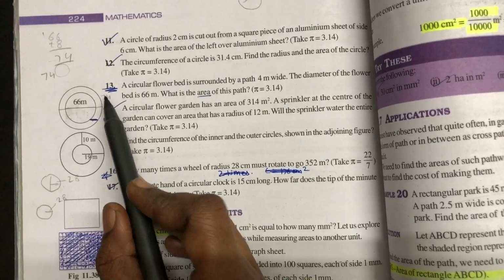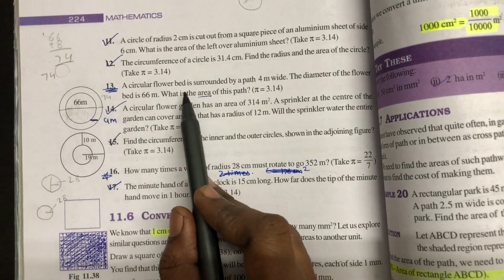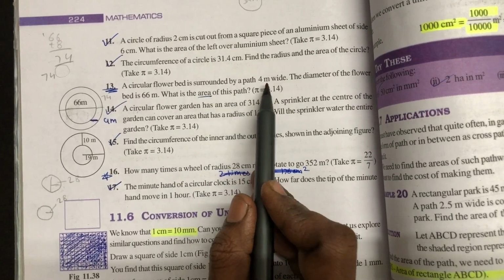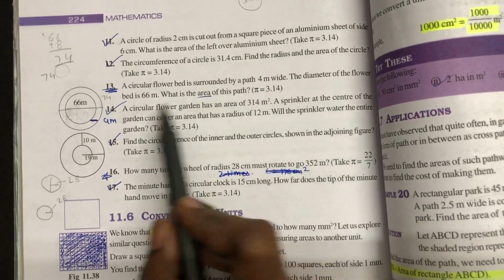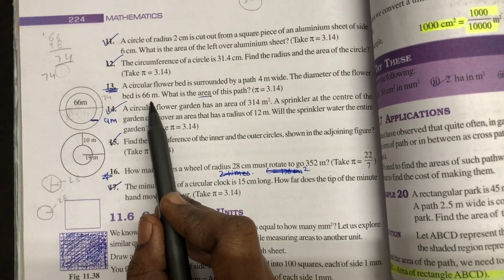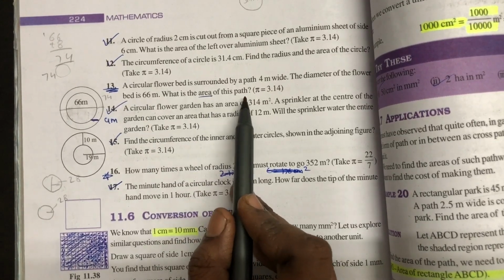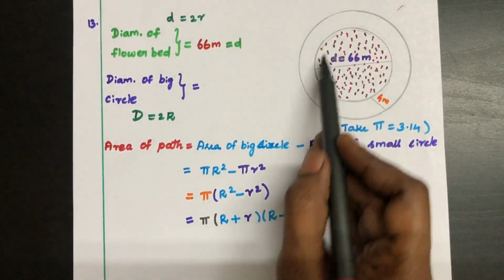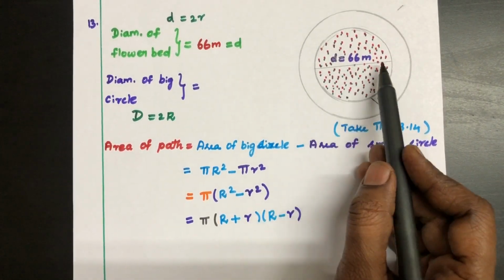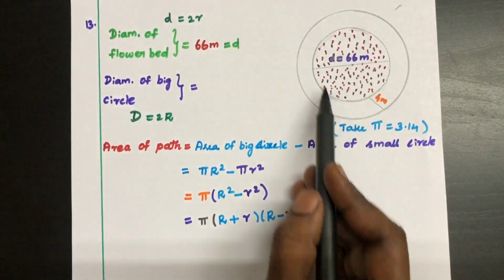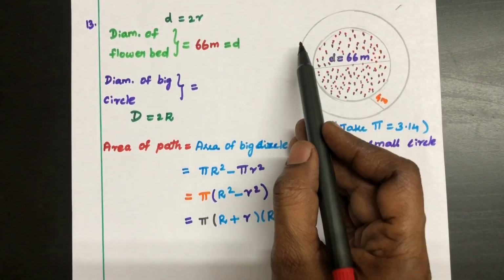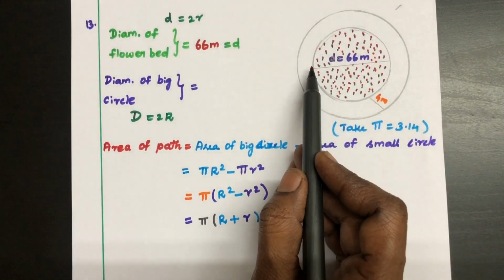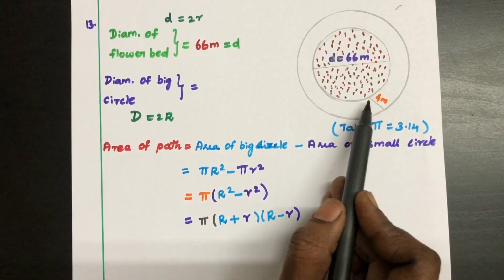13th question. A circular flower bed is surrounded by a path 4 meter wide. The diameter of the flower bed is 66 meter. What is the area of this path? Take pi is equal to 3.14. This is the flower bed. Diameter is 66 meter. This circular flower bed is surrounded by the circular path. Its width is 4 meter.